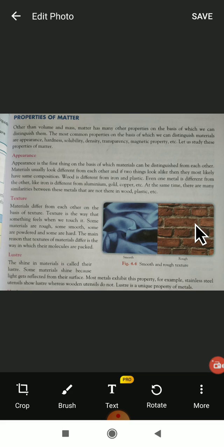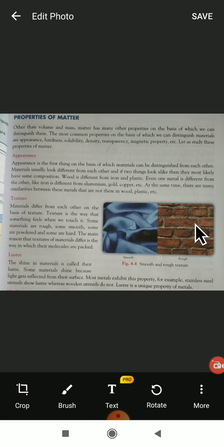Now, composition is nothing but the contents. The contents present in that material are made up of the same materials only. This is about composition. See, if two things look alike, then they most likely have the same composition.